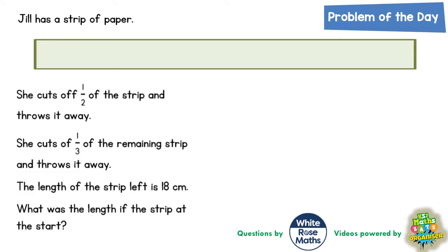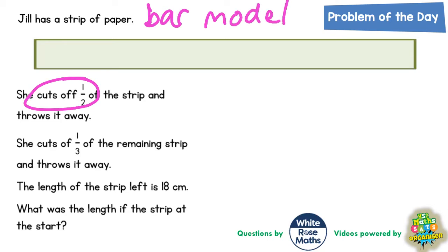And this one is all about Jill and her strip of paper. She cuts off half of the strip of paper. Well, we've got a nice convenient strip here that's almost like a bar model that we can actually start using to answer this question. So let's cut it in half. So there goes a half. Okay, and she throws it away.